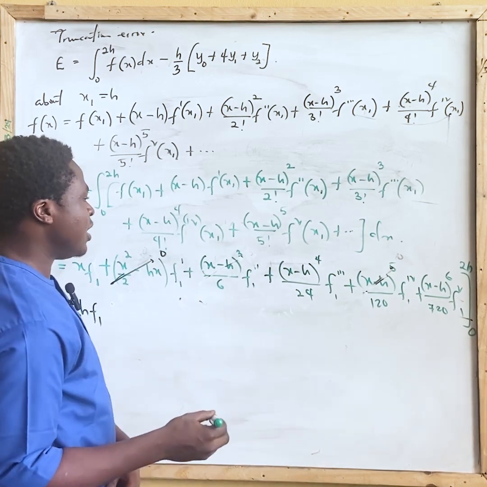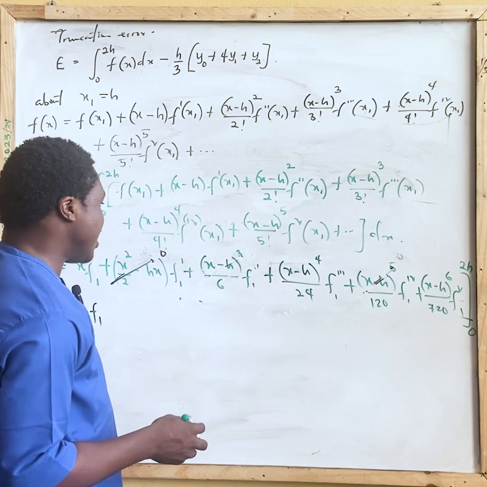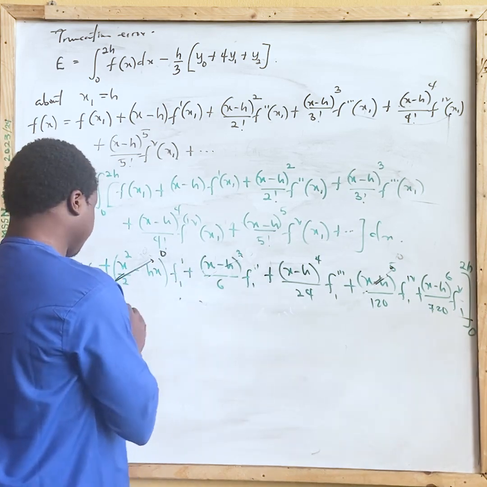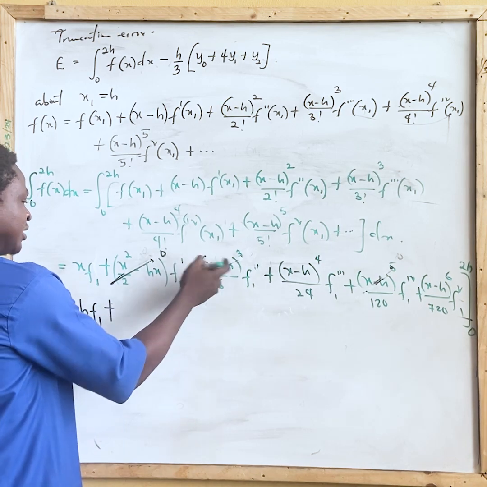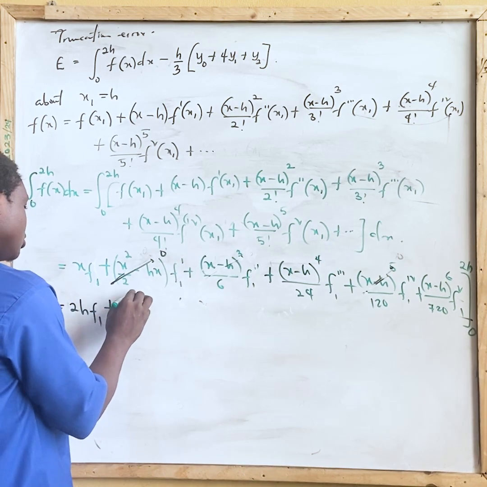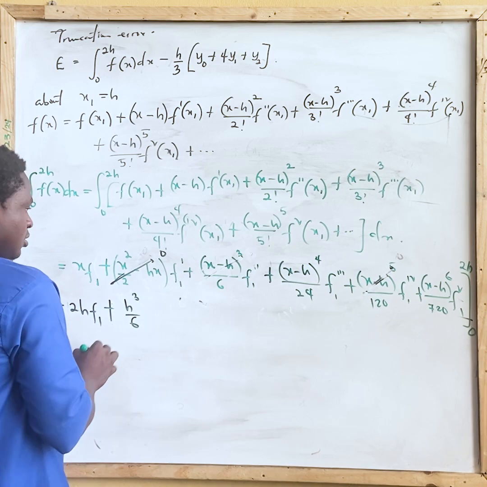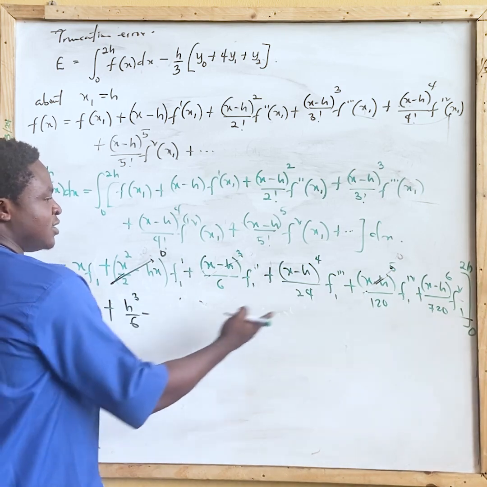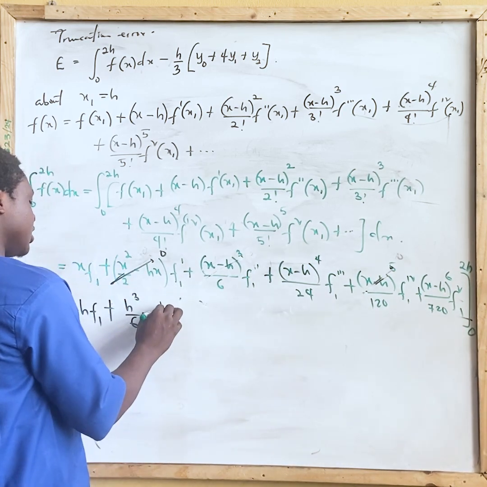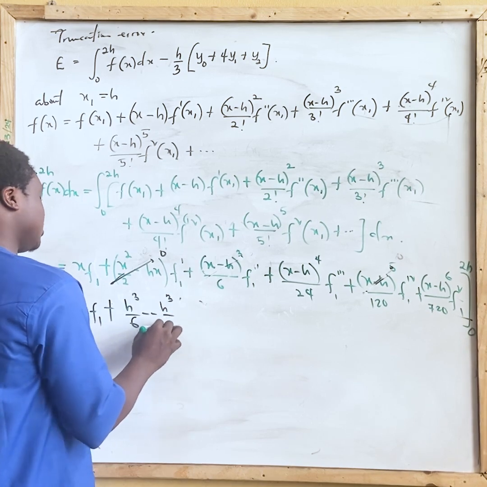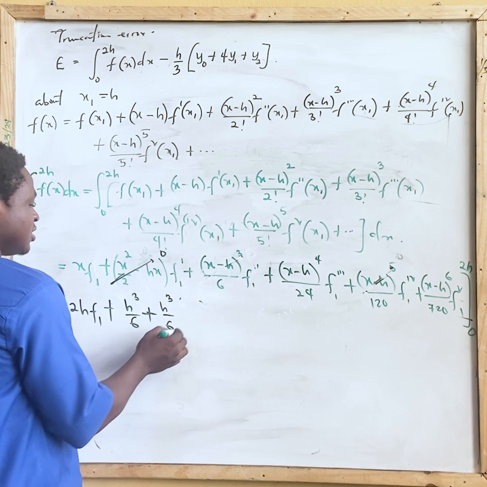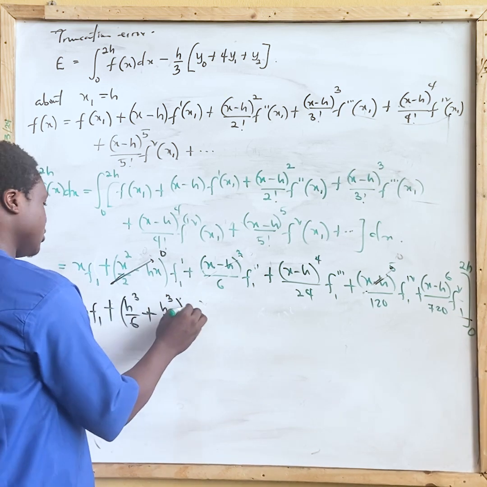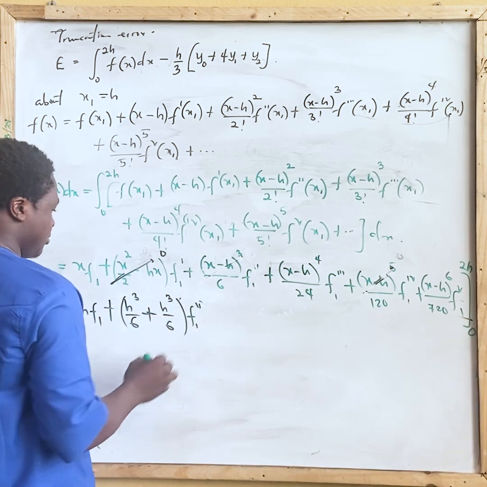The next line, when x is 2h, I have a plus. That's 2h cubed, well, that's h cubed over 6, minus, when x is 0, I'll have a minus h cubed over 6. So this is basically h cubed over 6 plus h cubed over 6. And I'll have it to be f1 prime prime.